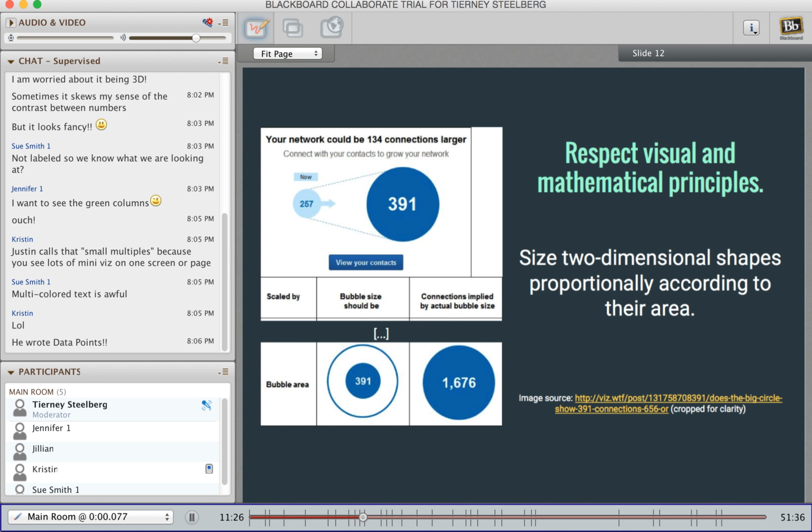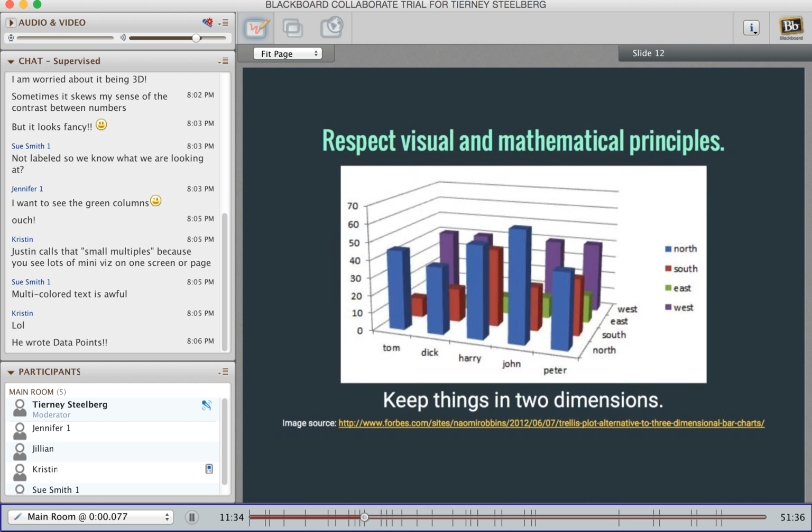And next to it, on the right, it shows that the current bubble size implies the number 1,676, many times larger. As we already discussed, three-dimensional charts are difficult to read and interpret. Keep your charts and graphs into two dimensions to allow your readers to analyze your charts more effectively.